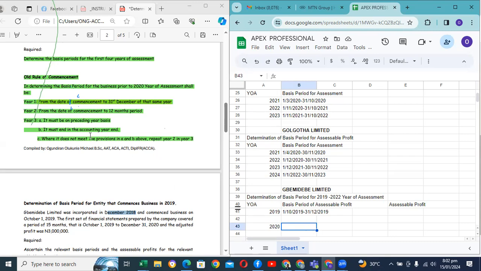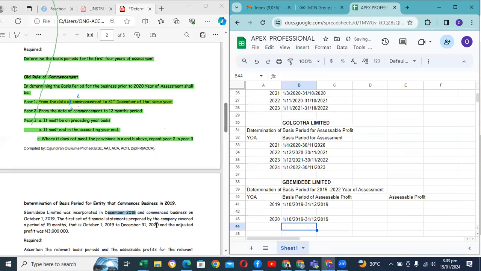You know the rule for 2020 now, we have to adopt the Finance Act. And the Finance Act is saying preceding year basis. So it means the year that must appear in the basis period is going to be 2019. Is that clear? So I'm going to have 1 October 2019 to the accounting year end, which is 31st December 2019. Is that clear, everyone?